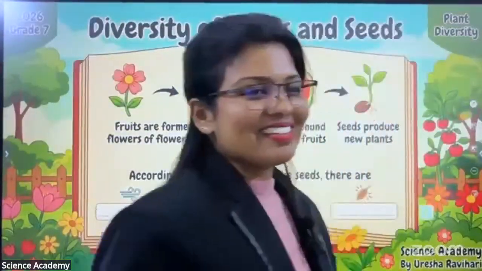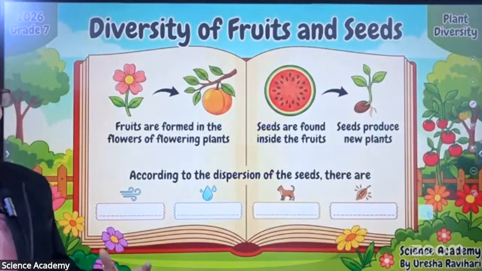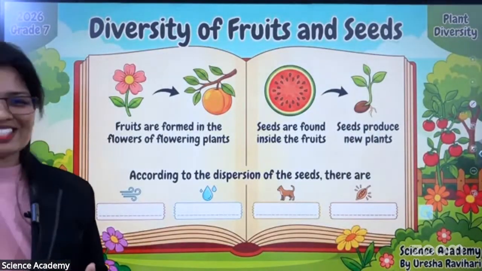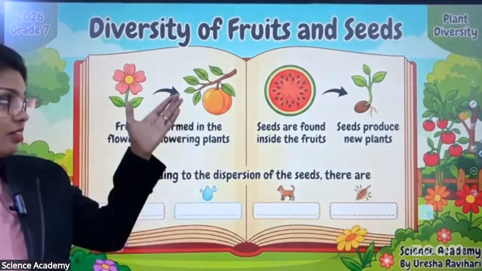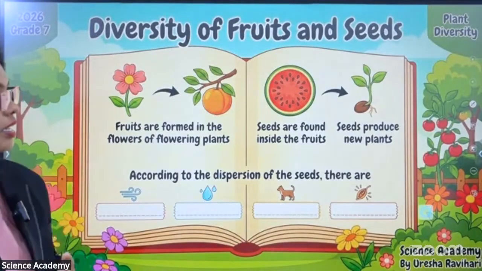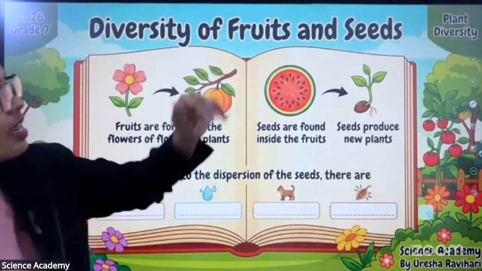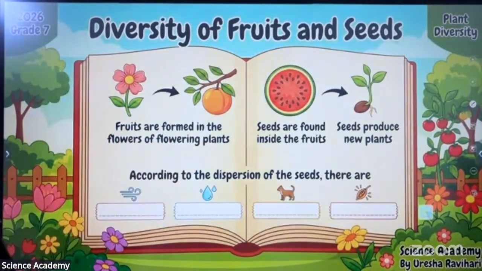Right. Children, now we are going to discuss the diversity of fruits and seeds. So we have come to the end of the first unit. Diversity of fruits and seeds. Okay, children, now you can see my diagram, right?